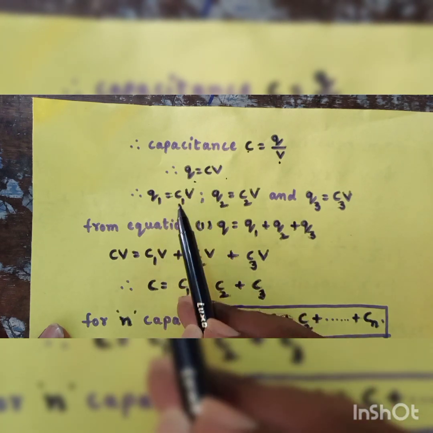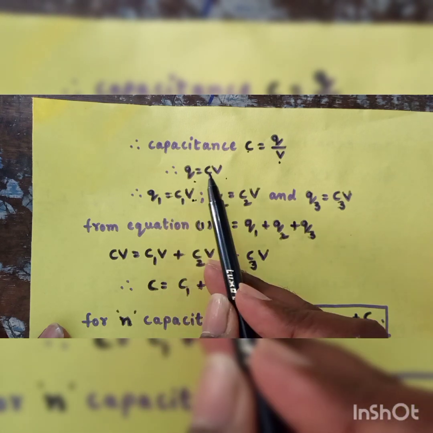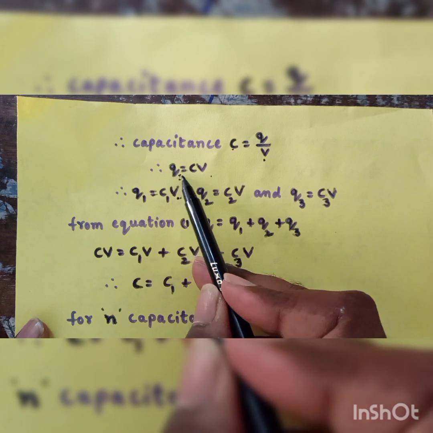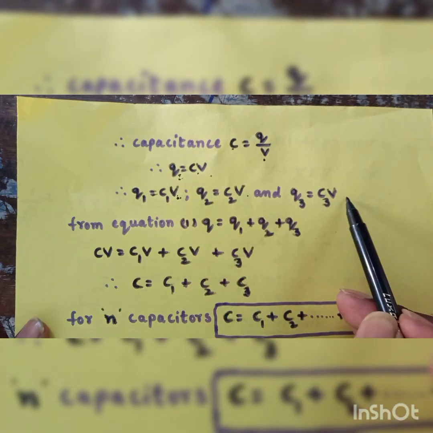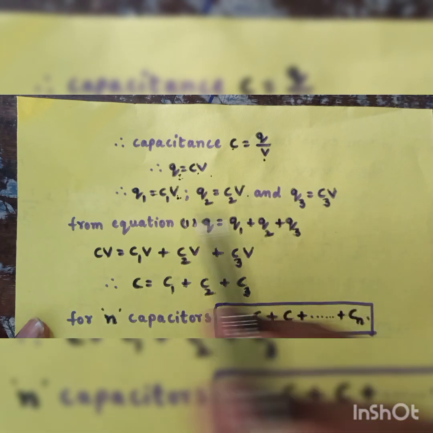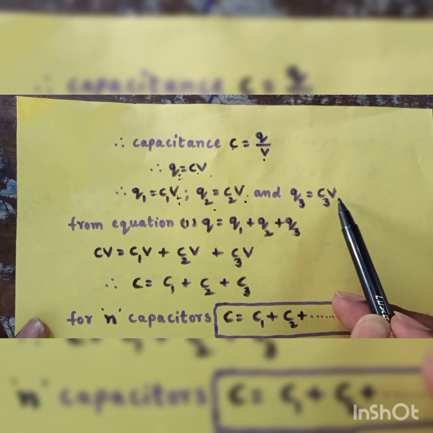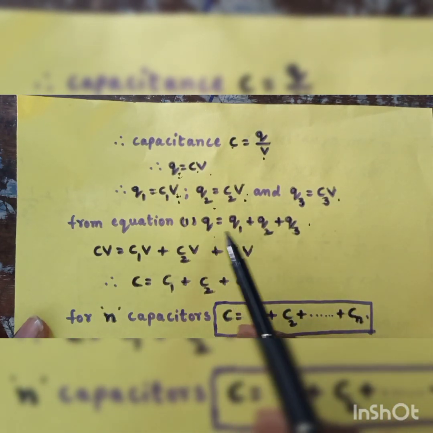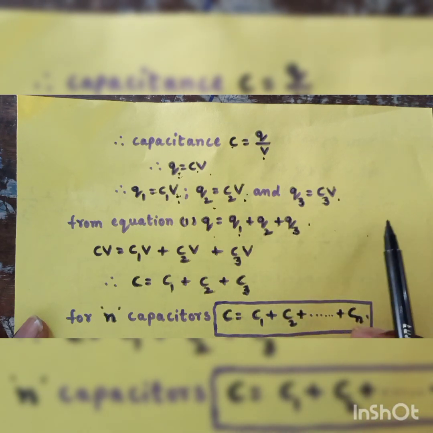Because the potential difference is the same, Q1 is equal to C1V, Q2 is equal to C2V, Q3 is equal to C3V. Here the potential difference is the same, that's why don't write 1, 2, 3 for V. From equation 1, this is equation 1 beta, Q is equal to Q1 plus Q2 plus Q3 plus so on plus Qn.